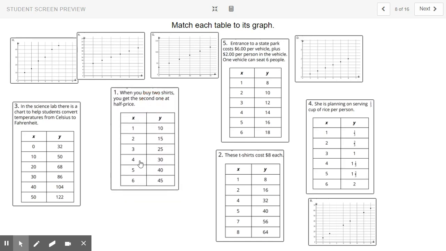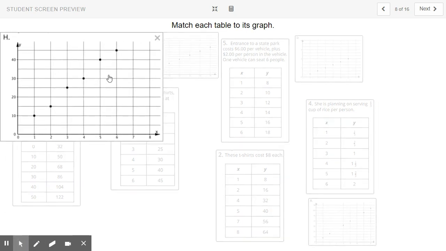For the first one, this one's saying when you buy 2 shirts, you get the second one at half price. So when X is 1, Y is 10. When X is 2, Y is 15. Okay, so we have to figure out which one of these is going to match with this. I know I'm looking for the coordinates (1, 10), right? These are parentheses. I'm looking for coordinates (2, 15), (3, 25). I personally will start out with just looking for that first one, (1, 10).